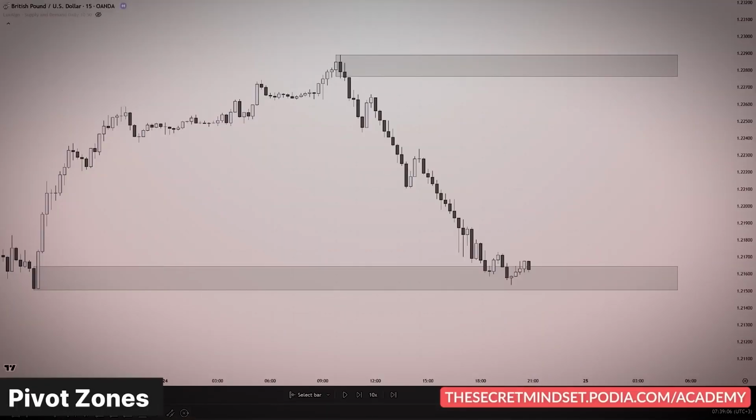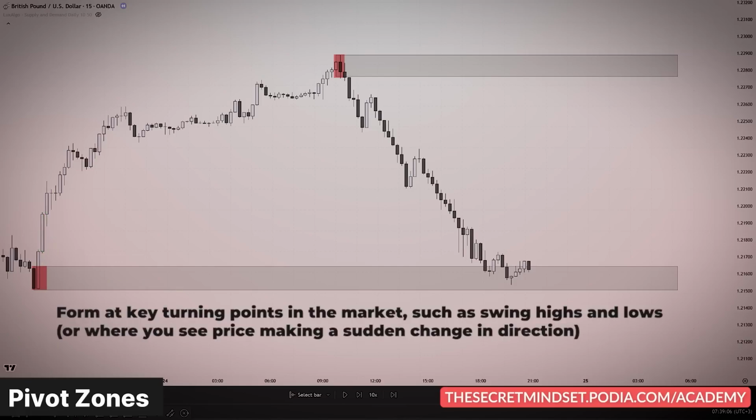We can also have pivot zones. These form at key turning points in the market, like swing highs and lows, or where you see price making a sudden change in direction.